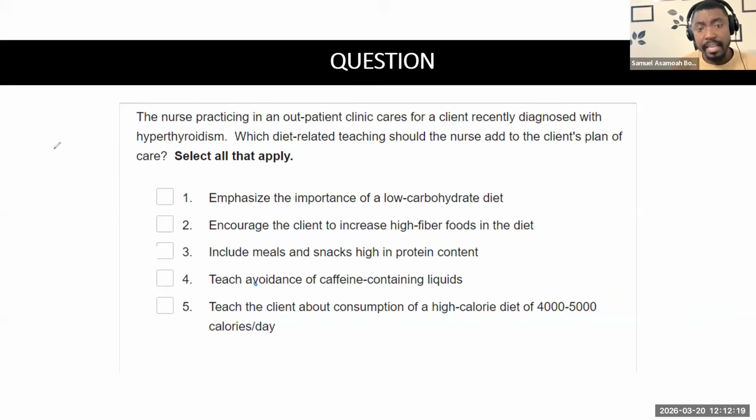Include meals and snacks high in protein content. What do you think? Yes.